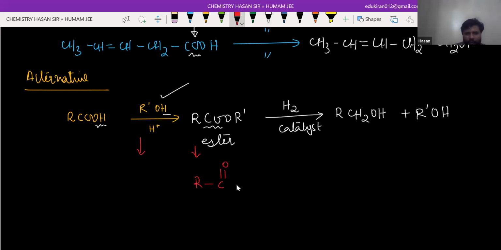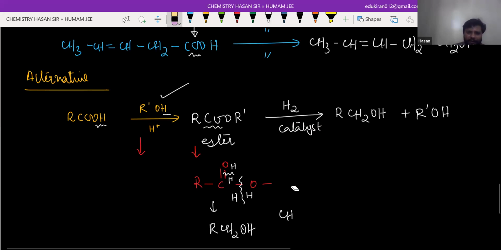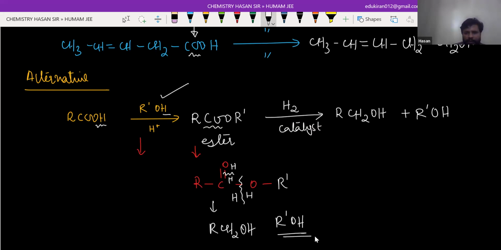RC double bond O, OCH3 is there. So what will happen? This bond will be broken. Carbonyl hydrogen will be added here. Hydrogen will be added here, and this oxygen carbon bond will be broken. Hydrogen will be added here. So from the left hand side you can see RCH2OH you are getting, and from the right hand side, since we have R dash here, I should write R dash OH is there. So the alcohol that you used for the formation of ester, that you will get as well. Okay.